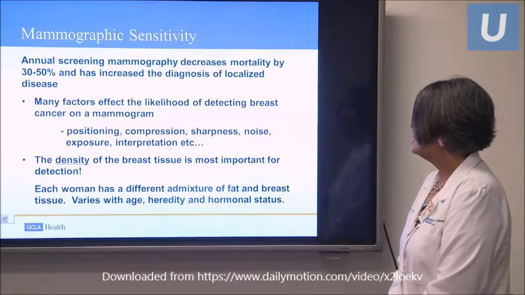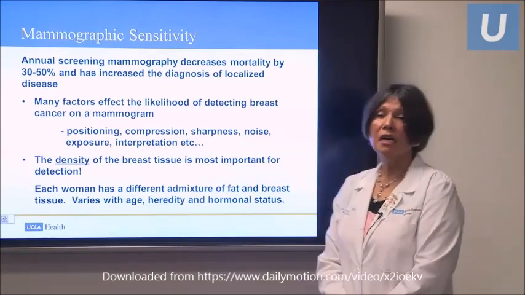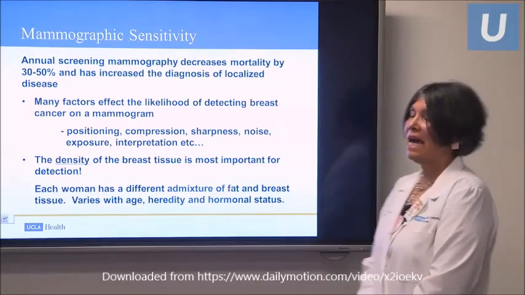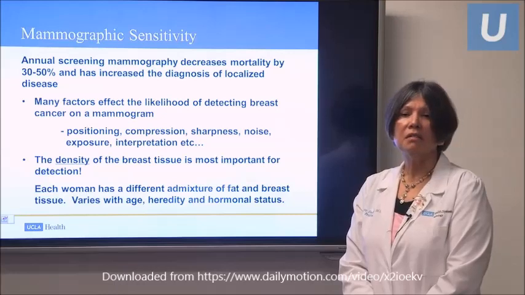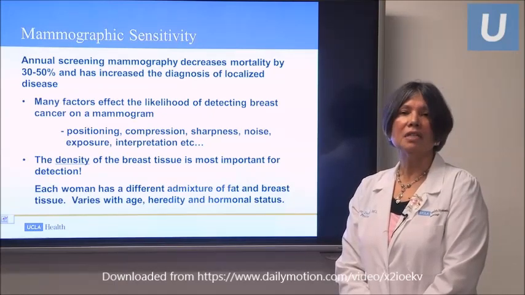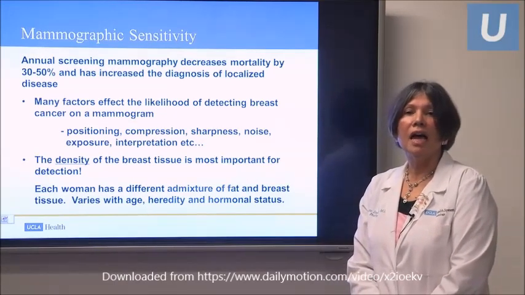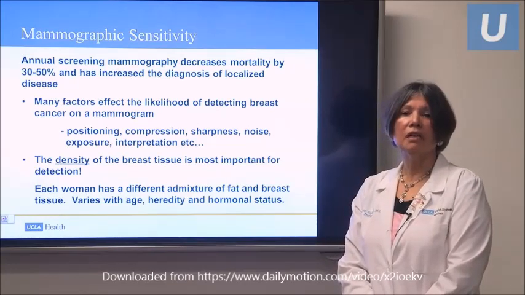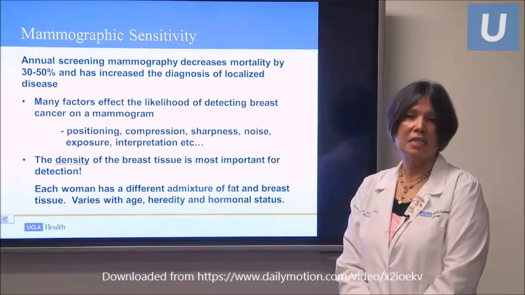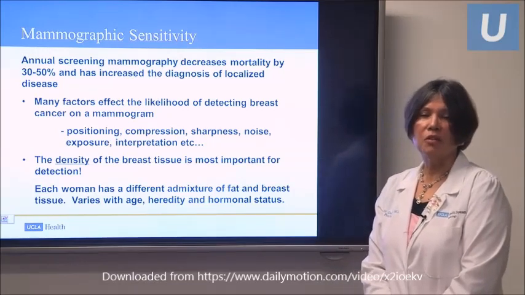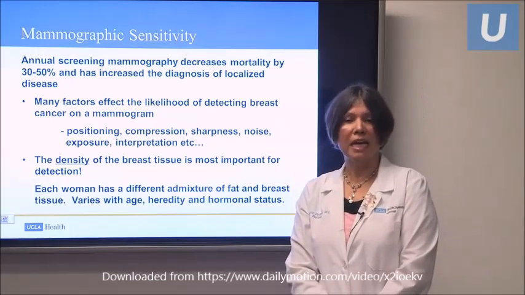So mammography sensitivity, I think it's very good. We do know that it has decreased the mortality anywhere from 30 to 50%. And because it catches things very early, oftentimes it is primarily localized to the breast and has not spread. Those are the ones that we try to catch, the very early small cancers.